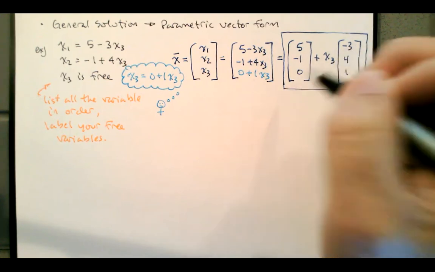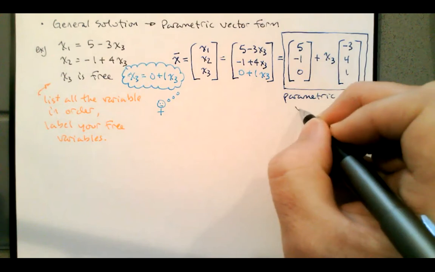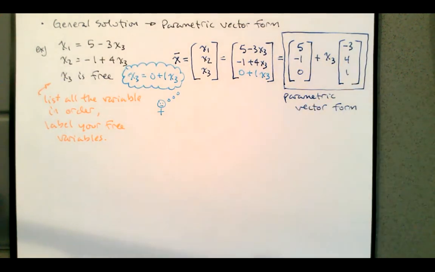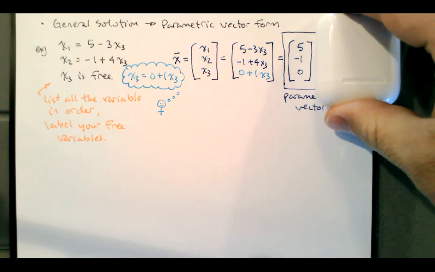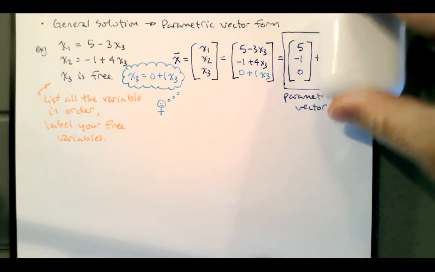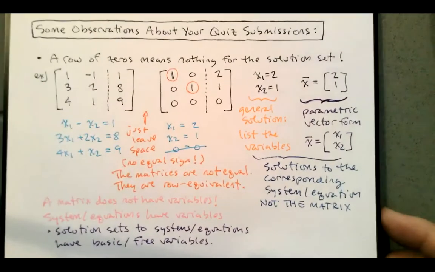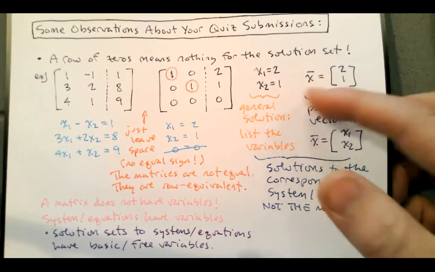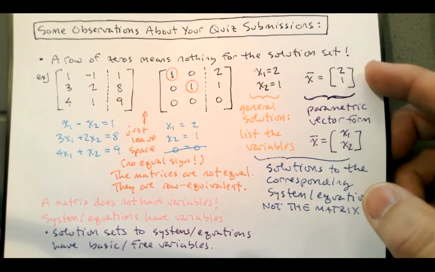Can we do this for a set of solutions that doesn't have a free variable? Yes. In that case, if we don't have any free variables, then we just write the vector without them. So if we didn't have this x3, we would just write the parametric vector form is 5, negative 1, 0. That's what happened in our first example. We had a unique solution, no free variables. x1 is 2, x2 is 1. The parametric vector form is just going to be this one vector. No parameter because there was no free variable. So just list it as 2, 1.